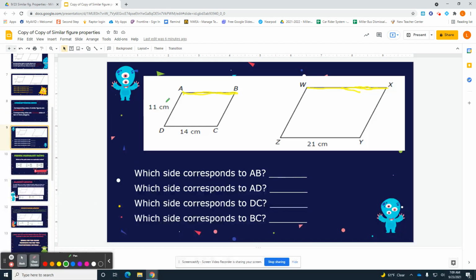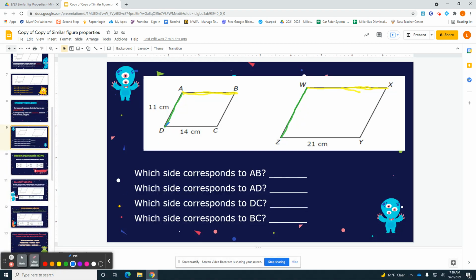Now let's look at line AD. Line AD corresponds with line WZ. And again, I know that these correspond because I have my greater angle on top, or my obtuse angle up top, and my acute angle down below.